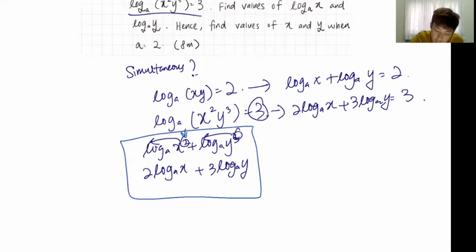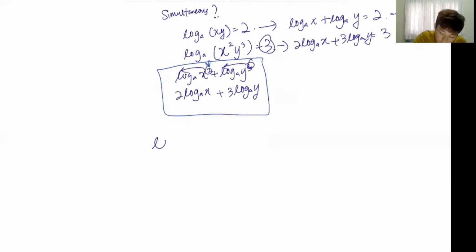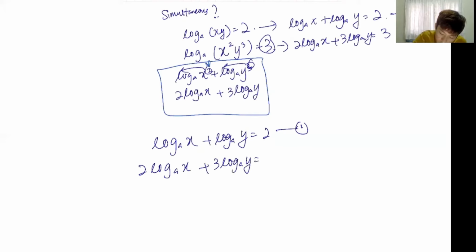So now I have these two equations, equation 1 and equation 2. I rewrite them here. Log ax plus log ay equals 2, equation 1. 2 log ax plus 3 log ay equals 3. This is equation number 2, because it's the second equation.